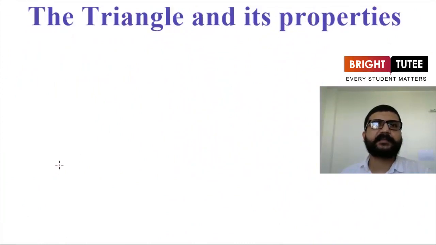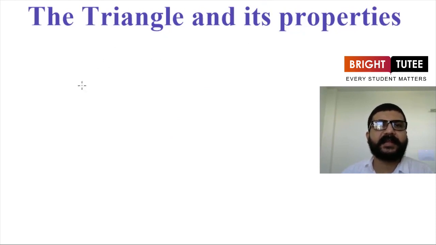Hello students, in the previous video we have learned Pythagoras property. What was it? It states that the hypotenuse square is equal to the sum of the squares of the other two sides. So, in a right angle triangle, the square of the hypotenuse is equal to the sum of the squares of the legs of the triangle.